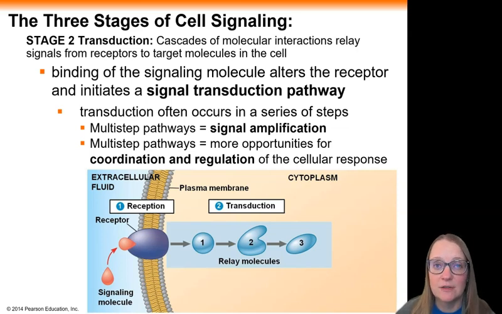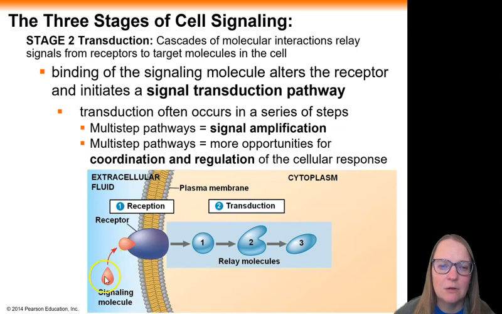Now, transduction oftentimes occurs in a series of steps. You would think that maybe this is wasteful or time-consuming for the cell to go through the series of steps, but actually multi-step pathways are advantageous to cells. Number one, they're advantageous because it allows for signal amplification.